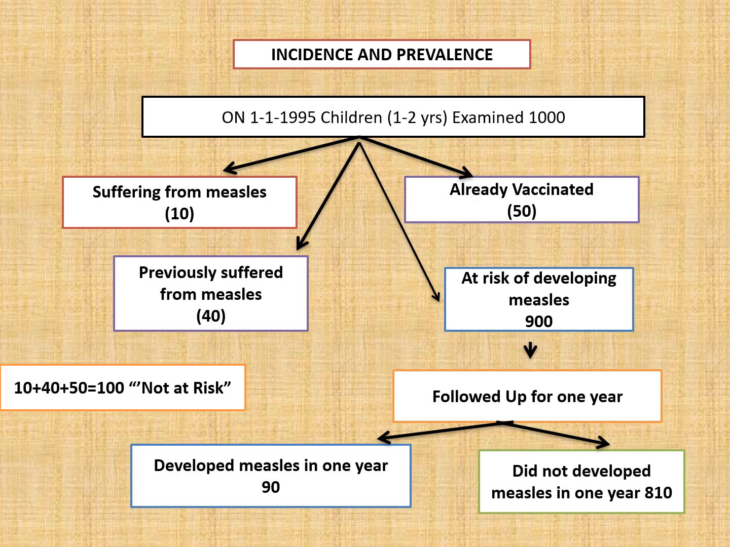So we decided to follow these 900 children for a period of 1 year. During this follow-up, 90 children developed measles. That is, 90 cases of measles occurred during our follow-up, and 810 children did not develop measles during our 1 year follow-up. So what are the incidence and the prevalence rates?